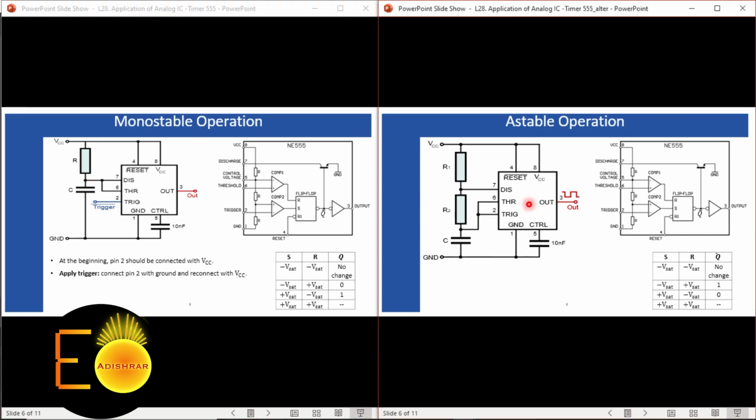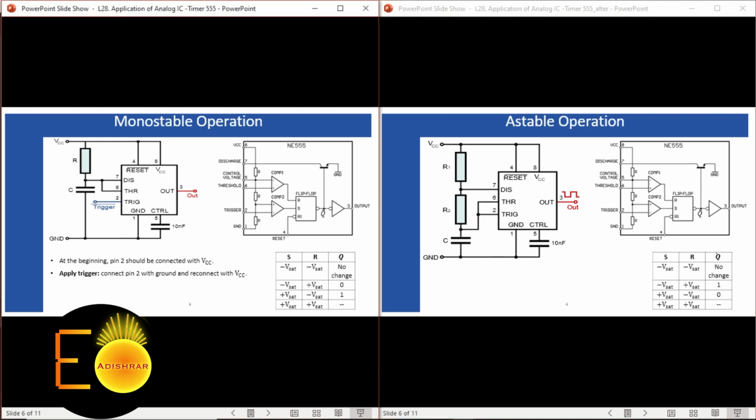When you look at the Astable operation, just observe the connection. The discharge pin is now connected between these two resistors, R1 and R2. On the other hand, the threshold pin and the trigger pin are now shorted and connected across the capacitor. The internal operations remain the same. That means they are comparators and an RS flip-flop, so they are all working as they do for the monostable operation. But the only difference is that the trigger is now connected with the capacitor.